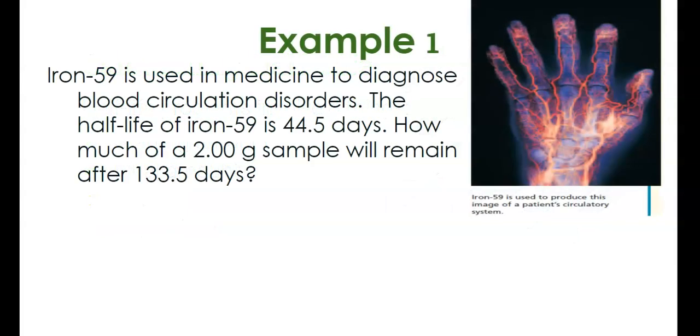So let's look at an example. Iron 59 is used in medicine to diagnose blood circulation disorders, and we know the half-life is 44.5 days. How much of a 2-gram sample will remain after 133.5 days? Okay, so I'm going to go to my document camera once I get this data down, and I'm going to show you how I would solve this problem.